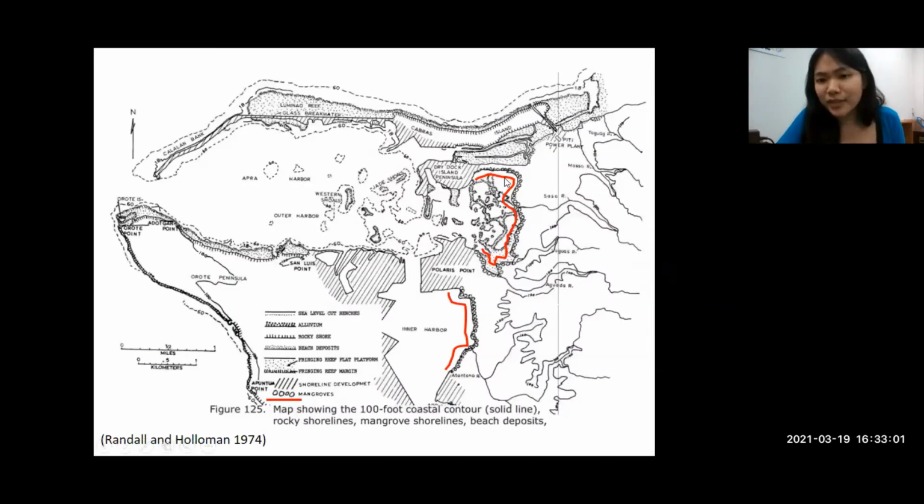Oh, and it looks similar to historical maps, also from 1974, similar kind of description.